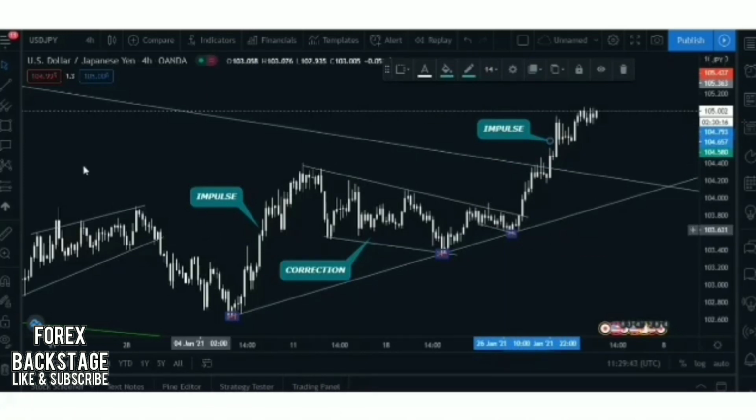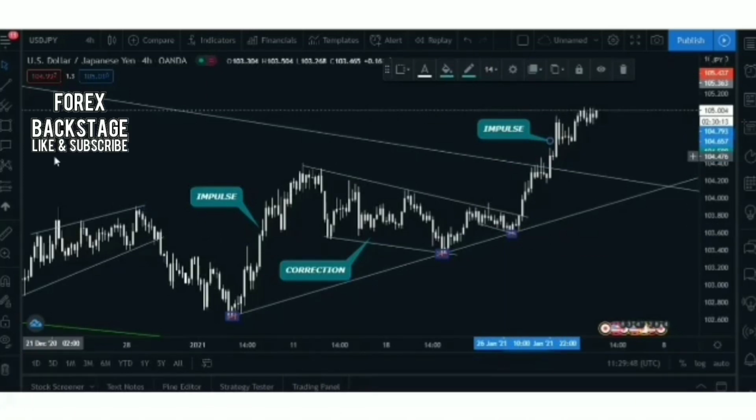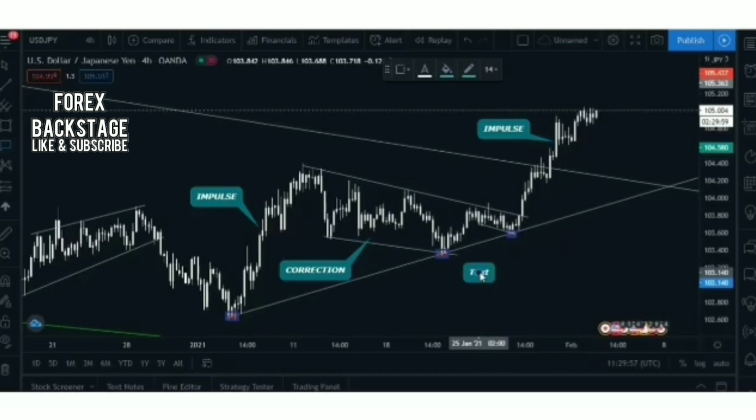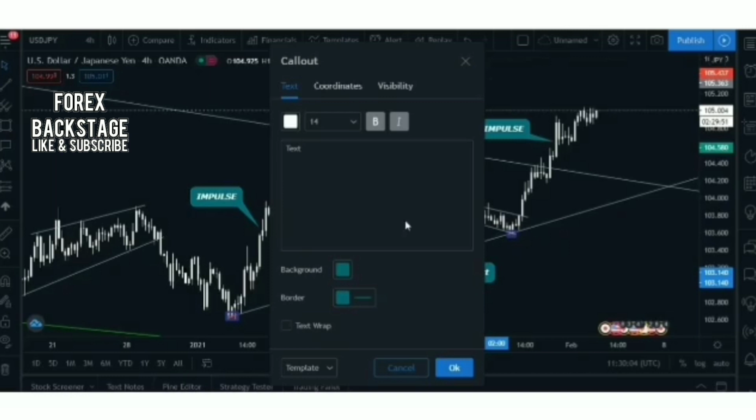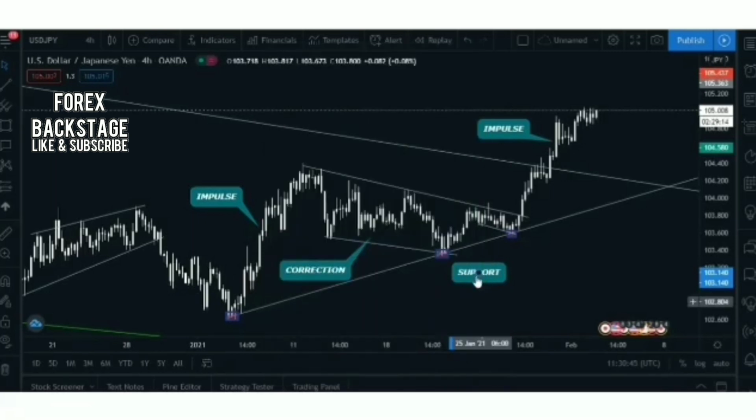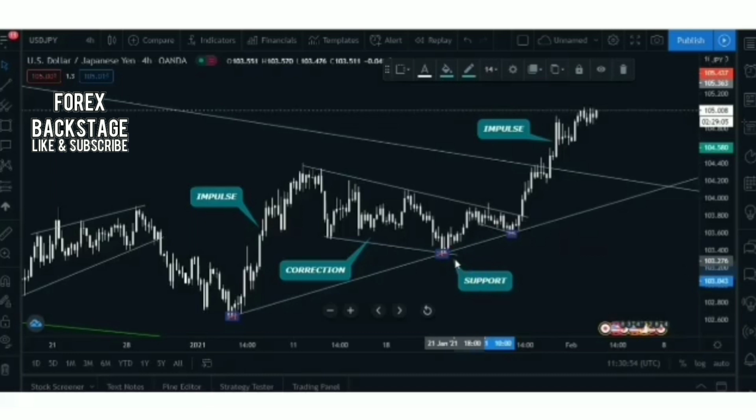Usually when you use your ABCs, the perfect time to enter into a trade, or not necessarily perfect, but the best time to get into a trade is basically at the C leg. The C leg will usually give you an impulse followed by a correction. Then right after that correction, that's your key to enter, and that's exactly what I did here. So I'm just going to draw my support to show you where my support is. Right, so that's my support level.